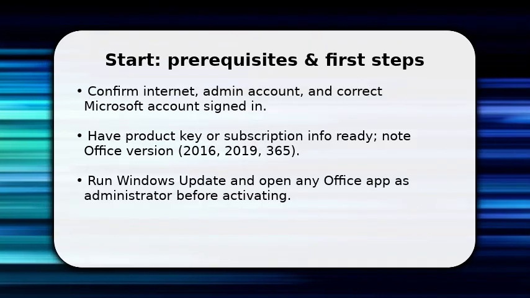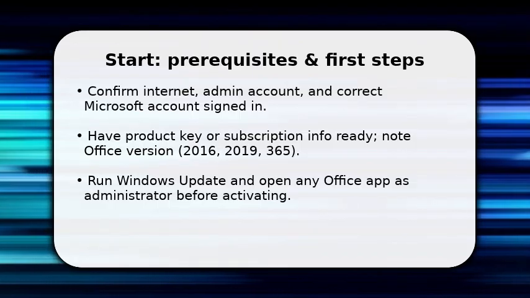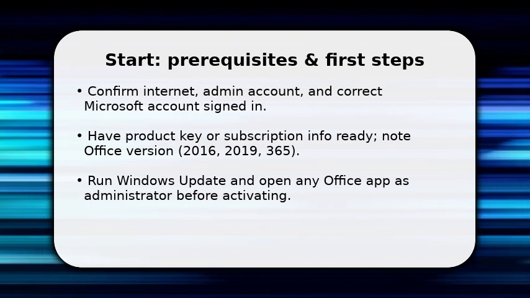Next, run Windows Update to rule out missing components, then use Office's built-in activation troubleshooter to attempt a quick repair. This uncovers common permission or connectivity blockers early so you can proceed confidently. Now move into manual repair.